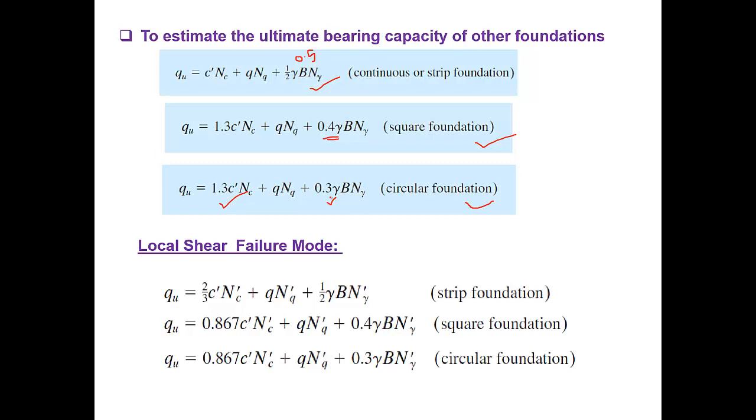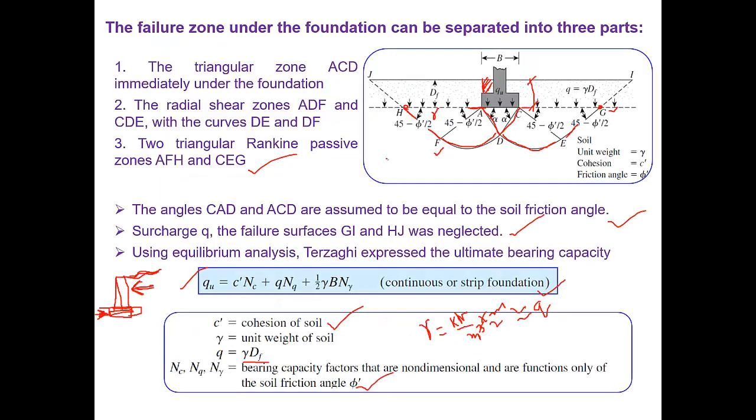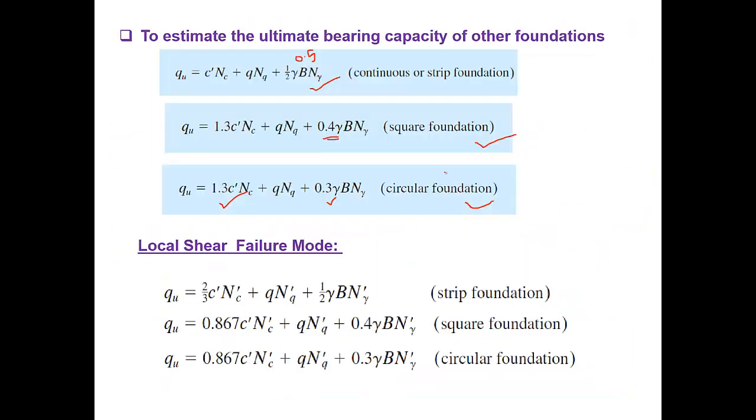If you simply understand one formula, then the other formulas are easy for you. For the square, they reduce 10% and increase 30% for the cohesiveness, and reduce 10% for the weight effect, and similarly another 10% for the circular. So this information is for the general type of failure. These formulas can be used for the general shear failure. In shear failure, we have seen three kinds of shear failures.